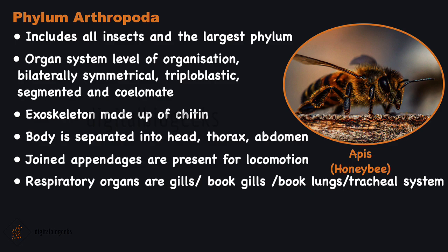And there is a tracheal system as well. Tracheal system is an elaborate system of small branching tubes that carry oxygen into individual body cells. The circulatory system is open type, where blood is pumped out of the heart and cells and tissues are directly bathed in the blood.